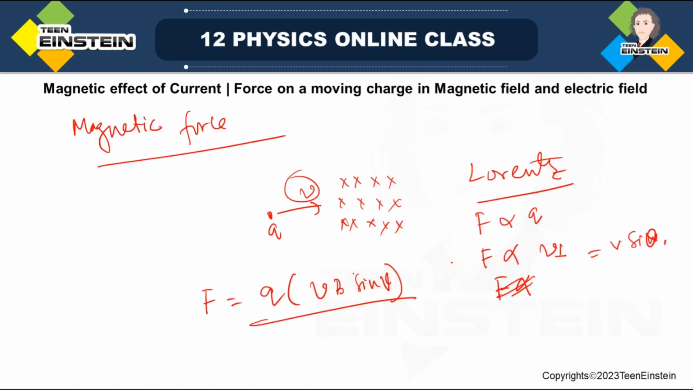Lorentz force is referred to as the sum of the electric and magnetic forces. But one thing is very important: if there is a static charge, sitting inside the magnetic field, is there any force experienced by the charged particle? No. So this is about the magnetic force on a moving charge, and if the charge is static, there is no force on it.